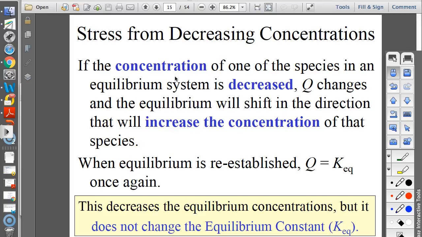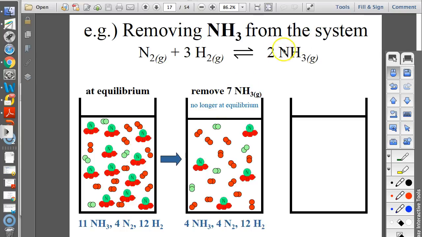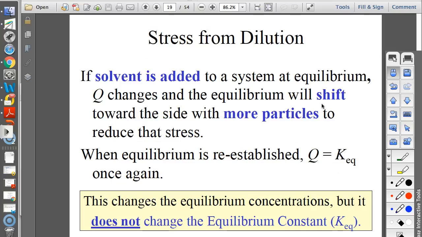If you decrease concentration, equilibrium is going to shift towards the side that you've removed the substance from. So here, at equilibrium, if I remove 7 ammonias, I'm going to shift toward the product side because Q is less than K. Can you kind of see it in your head now? Cool.